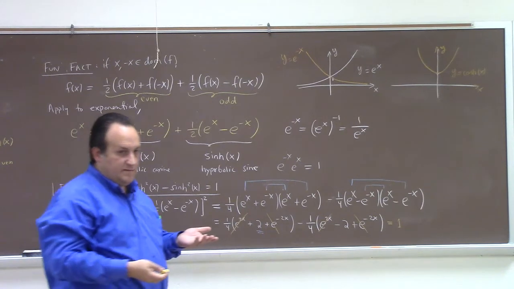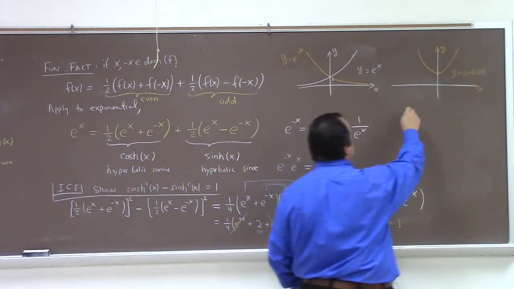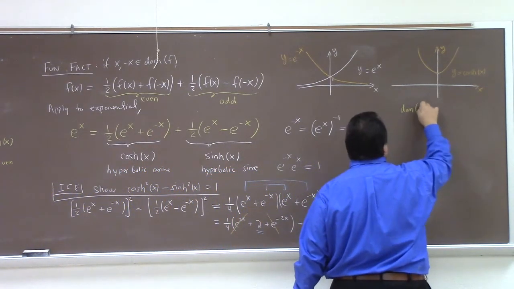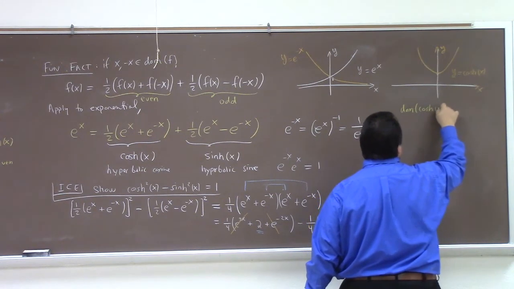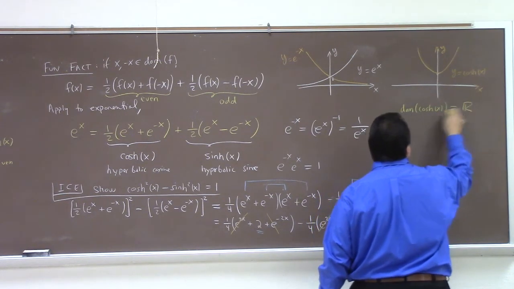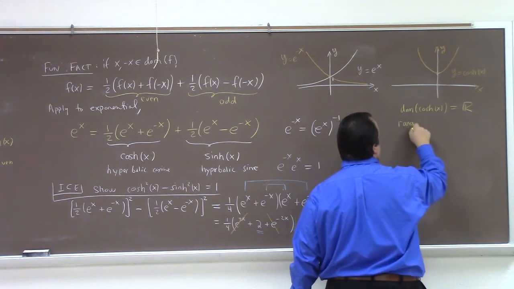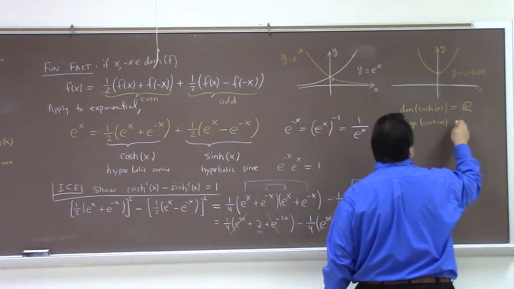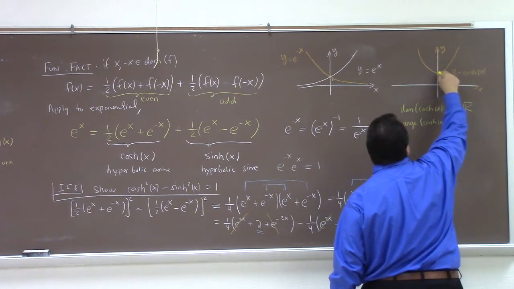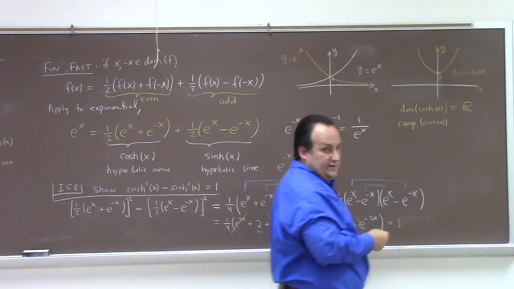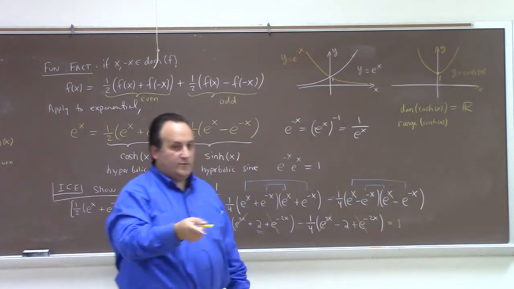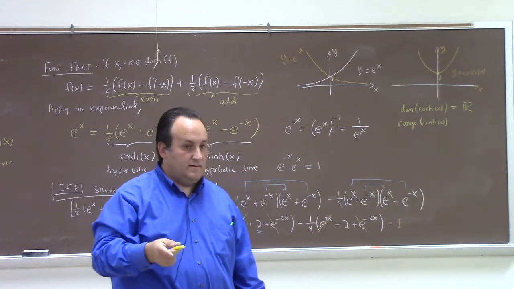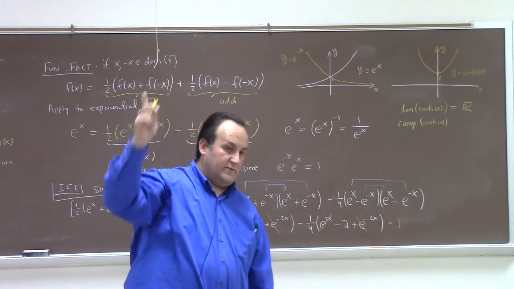What's the range? What's that? 1. Okay. I mean, I agree that this point right here is 1. Very good. Cosh of 0 is 1. But what other y values does it hit? Everything up, right? So 1 to infinity.